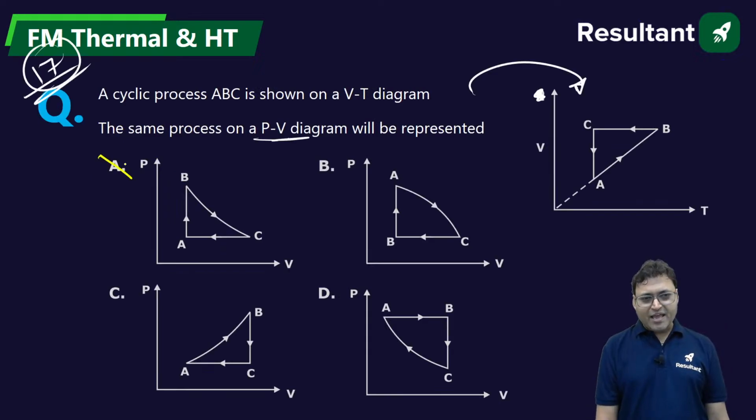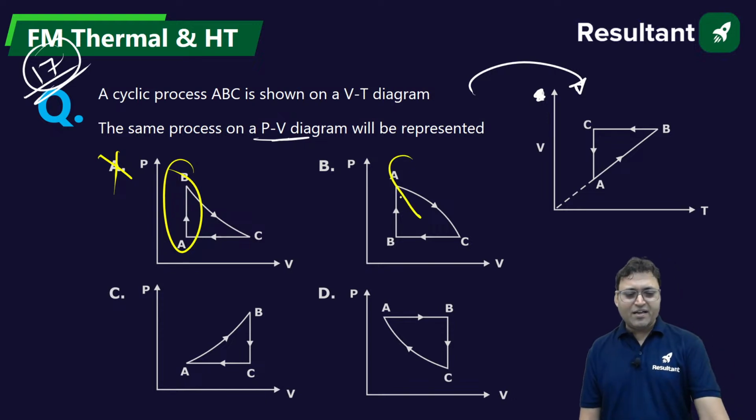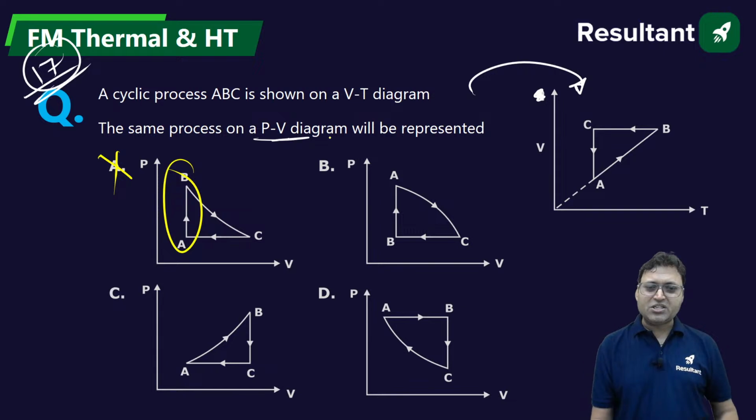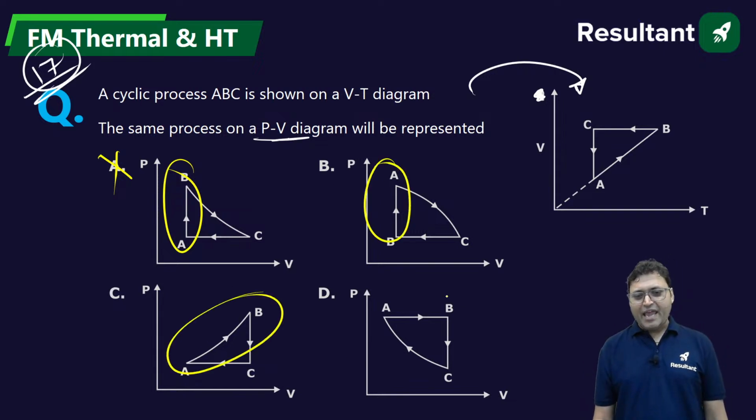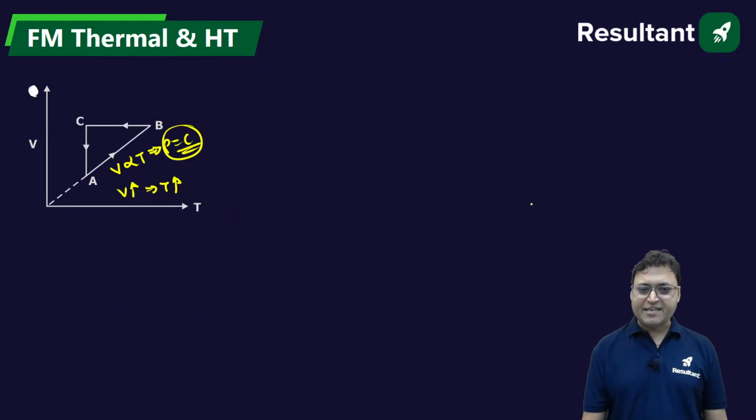So A cannot be true. AB cannot be vertical. It should be horizontal. It is a constant pressure process. AB cannot be like this. A to B is constant pressure. Volume will increase because the temperature is increasing, right?